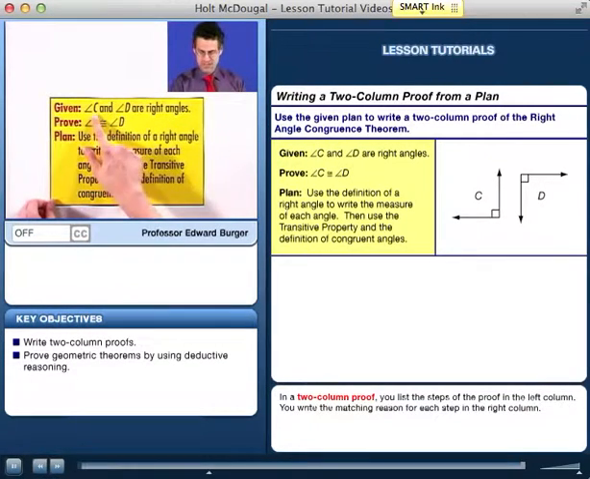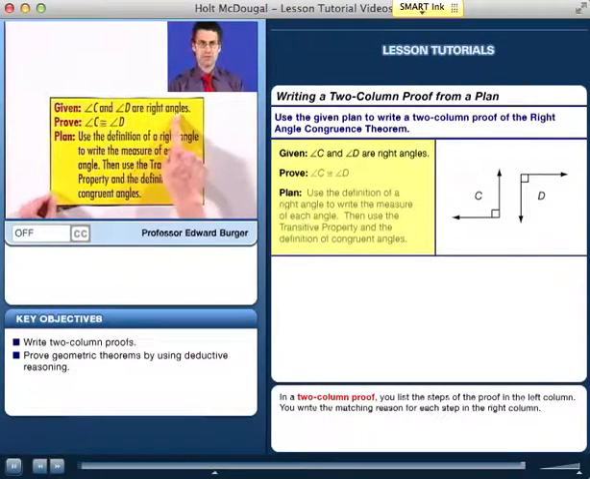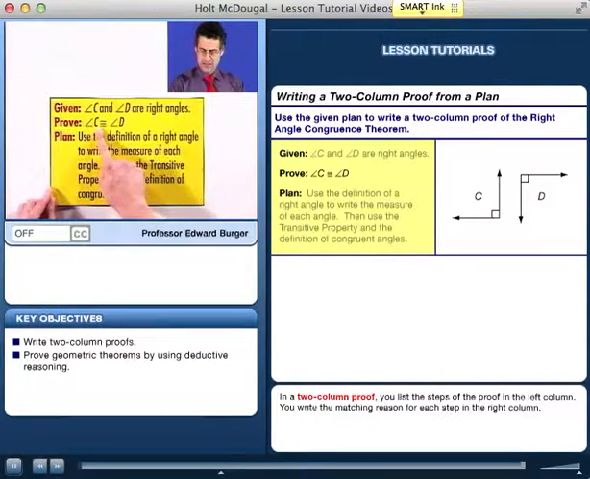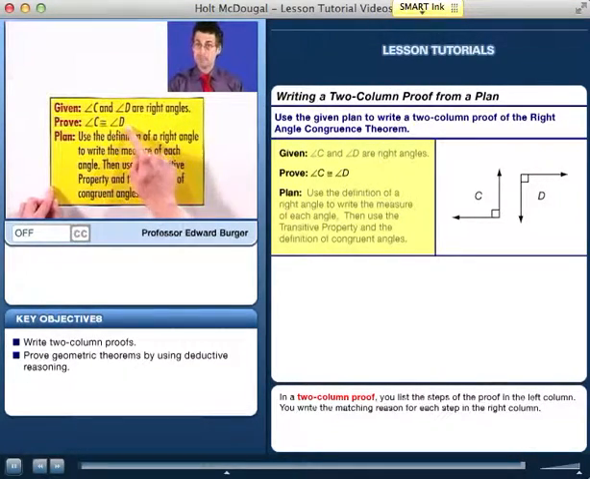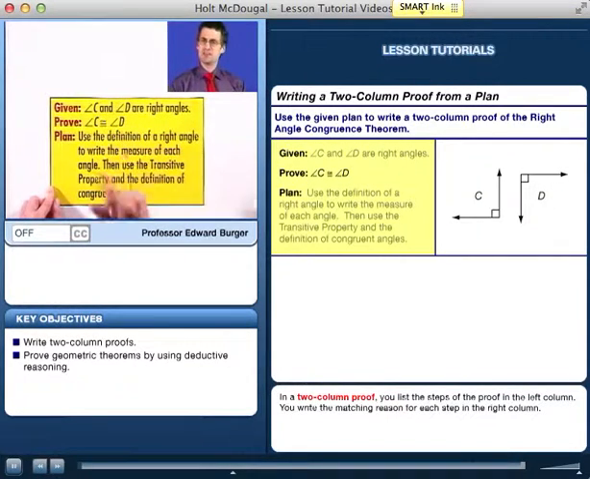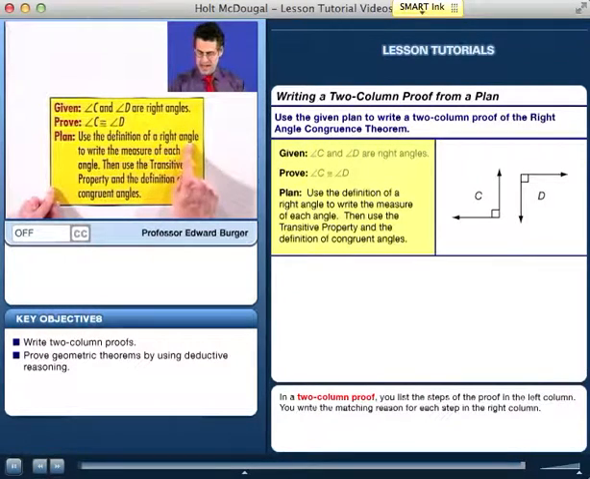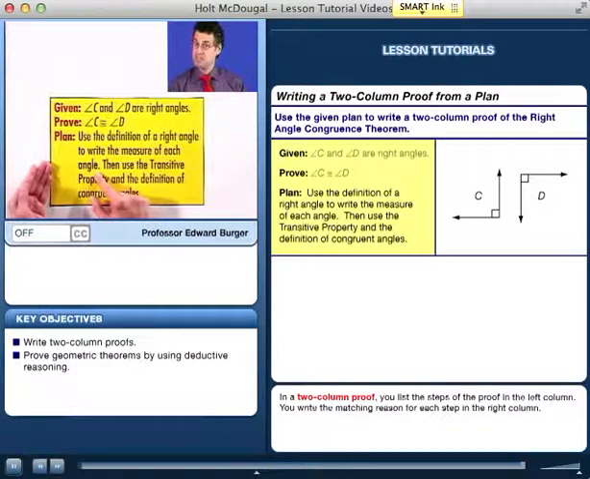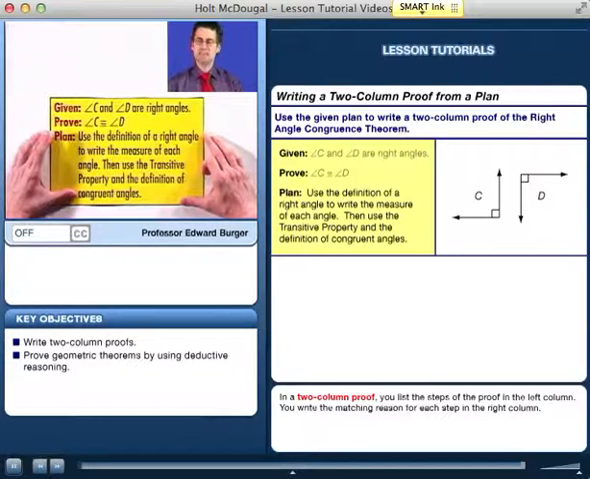So given angle C and angle D are right angles, that's what we're given, we're supposed to prove that angle C is congruent to angle D. Okay, that's what we want to prove. And here's the plan I want us to employ. Here's my thinking. I'm going to use the definition of a right angle to write the measure of each angle. And we know what that measure will be. Since it's a right angle, each will have measure 90 degrees. Then use the transitive property and the definition of congruent angles to show that since they both have measure 90 degrees, then in fact they're going to be congruent. So there's a game plan, and now let's actually execute it together.